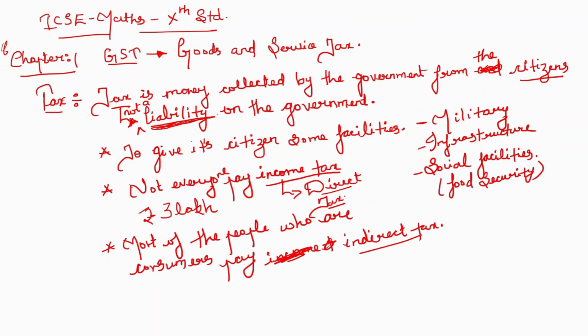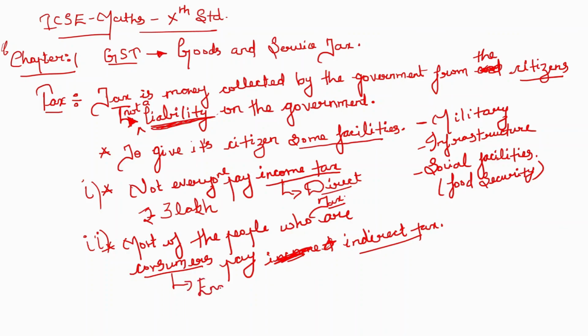I hope you got some idea about taxation. What is tax? Tax is money collected by the government from the citizens, right? And this tax is not a liability on the government. Liability means it is not something that the government has to pay back to the citizens. But in terms of facilities provided to the citizens, it has to pay back. Does everyone pay taxes? There are two answers. No, everybody does not pay income tax, that is direct taxes. Yes, everybody pays, most of the people who are consumers pay indirect taxes, because here consumers become end users.